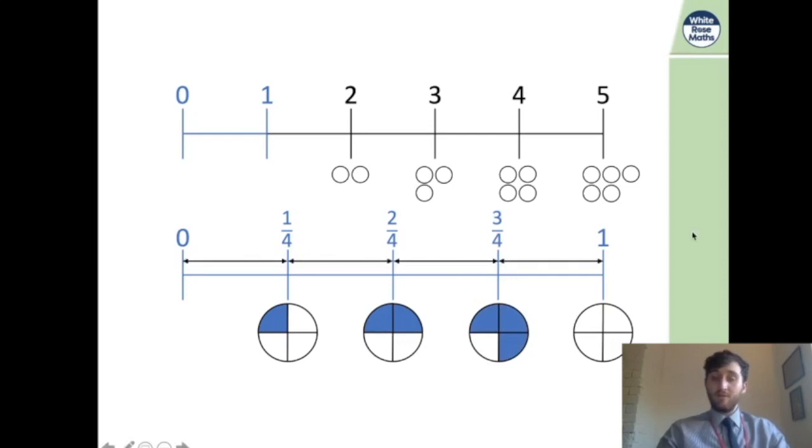And then for my final one, I've got my number 1. To work this out, technically it actually would be 4/4, so I'd have 4/4, and I would shade it all in for one whole. And this would be 4/4.